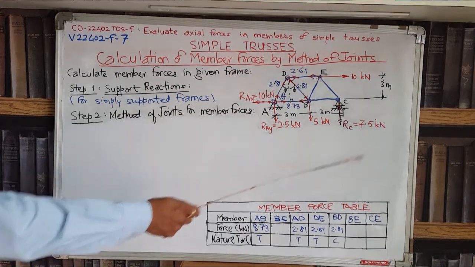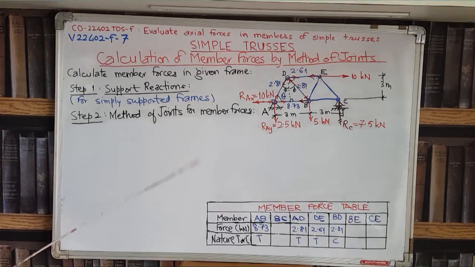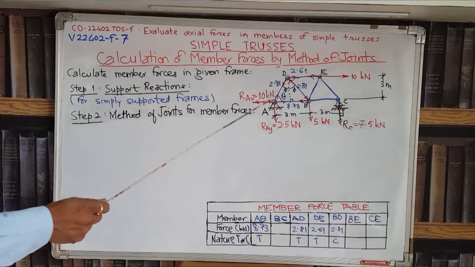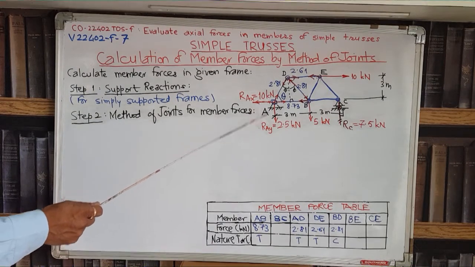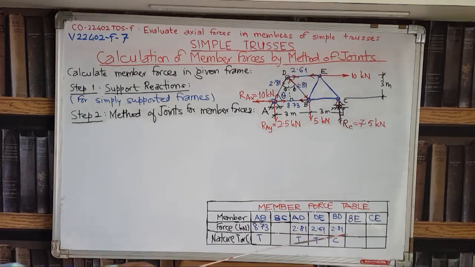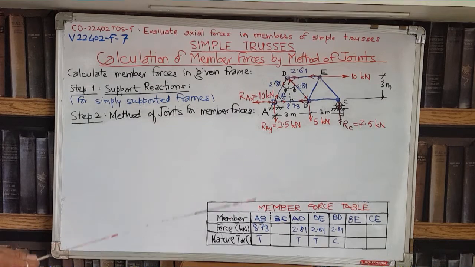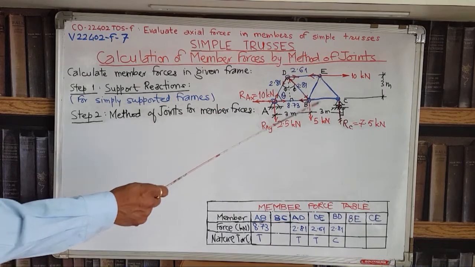This is the frame. Since the last two videos, we have calculated the member forces in four members: AB, AD, DE and BD. For that, we have solved joints A and D. Now there are three members remaining: BC, BE and CE. To find the member forces in these members, we will have to consider a new joint. So let us think of joint C.